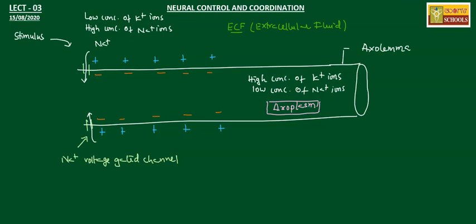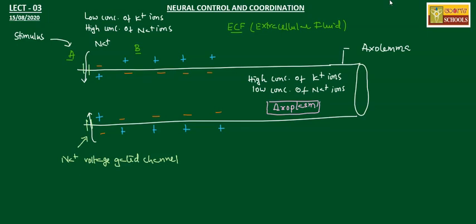Suppose this is a point A, and I will take here point B. So at point A, the opening of these voltage gated channels resulted in the movement of the sodium ions into the axoplasm, and this has resulted in the charge reversal at that point. So we have the positive charge inside and the negative charge outside.